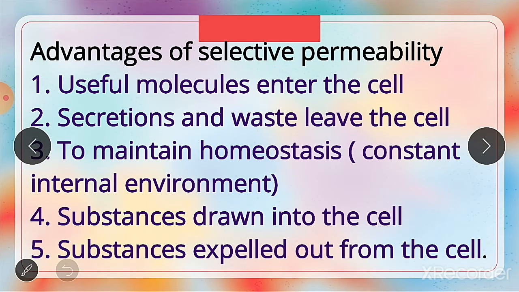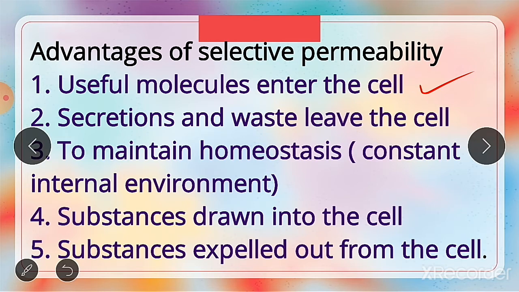Now what are the advantages of selective permeability? Why does the plasma membrane permit the entry and exit of some materials? First, useful molecules enter the cell. What are the useful molecules? Molecules that are needed for nutrition, different nutrients, are allowed to enter the cell. Then there are some enzymes and some secretions of the body that are needed to enter the cell, and these molecules enter the cell because of selective permeability.